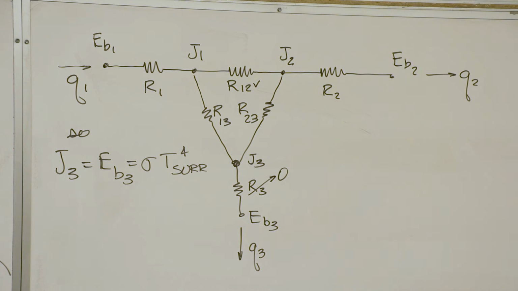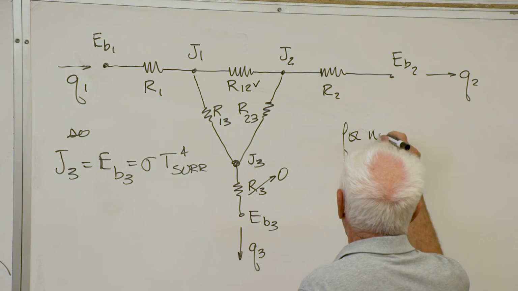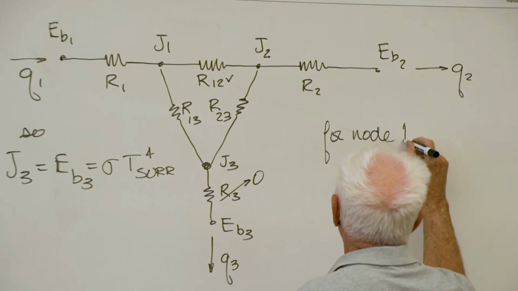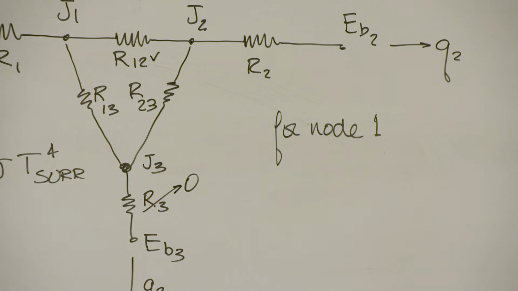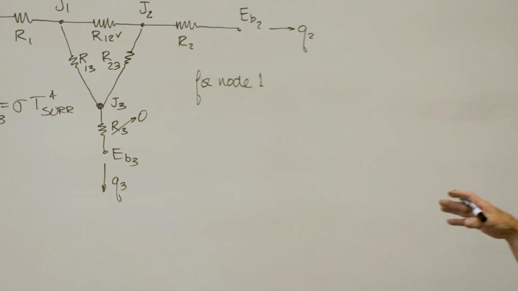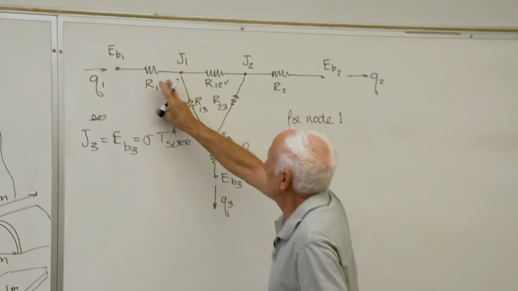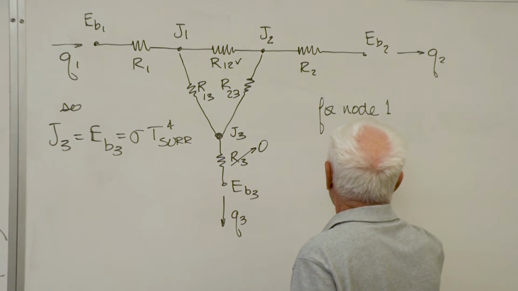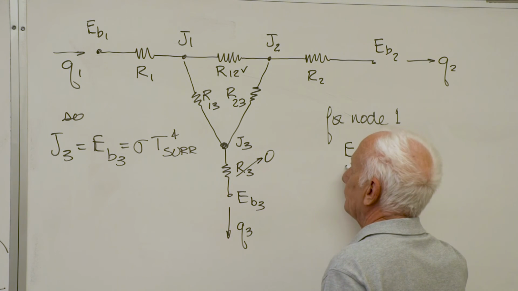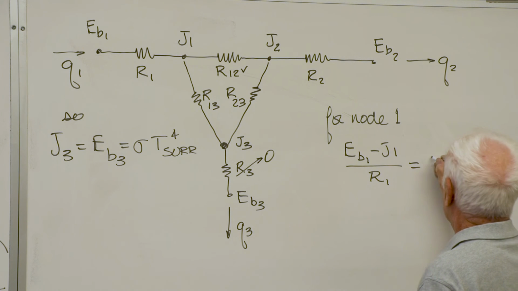So guess what I do? I write an equation for node 1. Now I'm going to use equations that we talked about last time. We're not going to solve it any other way. Our goal is to find J1 and J2 by writing two equations. First equation, what comes into node J1 goes out of node J1. What goes out of node J1?